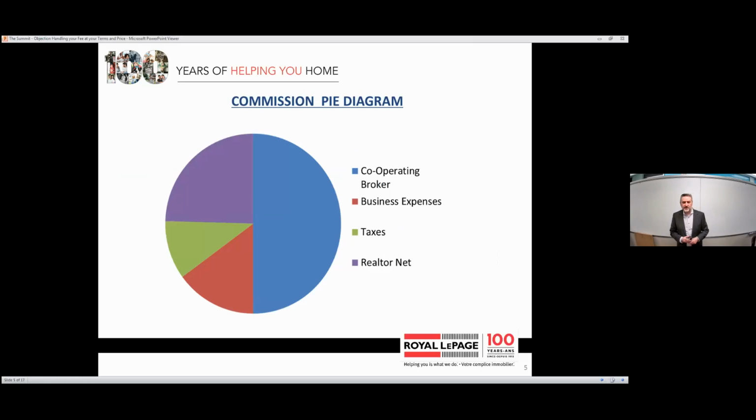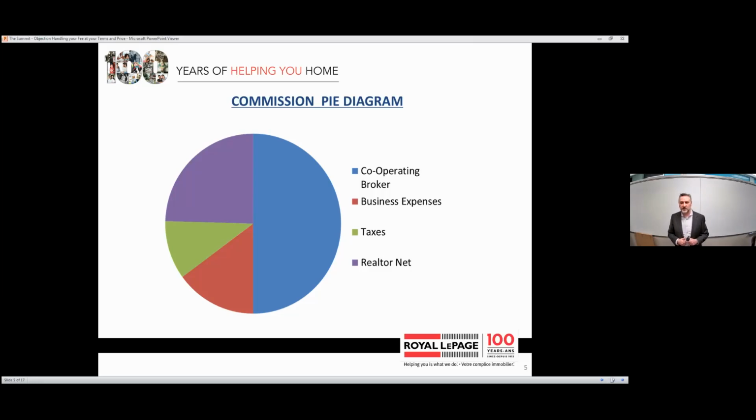The commission diagram. This is essentially just a generic diagram. This would be based upon, let's call it a 5% listing. We've just kind of imputed some generic taxes and expenses. This is all going to look different for each and every one of you, because of course we have folks that spend an inordinate amount of money in business expenses and marketing, and some don't, right? So this is just a kind of generic commission pie.